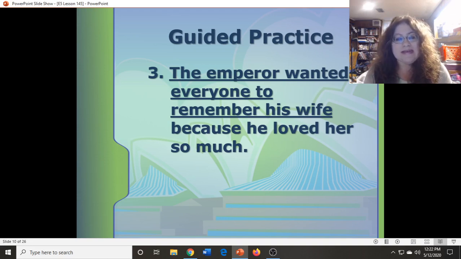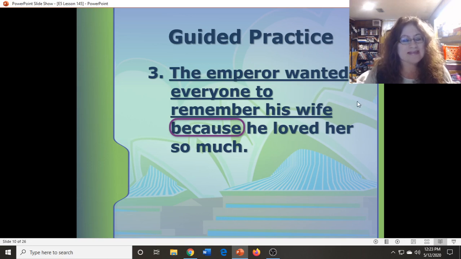Look at the sentence and find the subordinating conjunction. Use the list to help you. Okay, it's because. Now look at the underlined clause. The emperor wanted everyone to remember his wife. When we look at it, we see there is no subordinating conjunction at the beginning. The emperor wanted everyone to remember his wife is a complete thought. This is an independent clause.